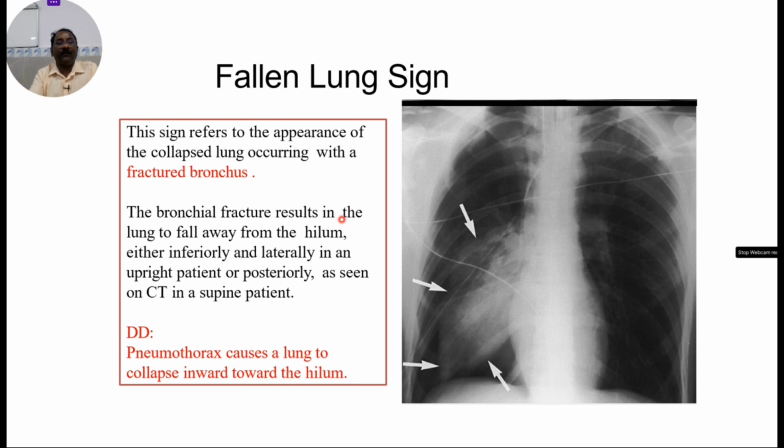This sign refers to the appearance of a collapsed lung occurring with a fractured bronchus. So fractured bronchus, collapsed lung. The bronchial fracture results in the lung falling away from the hilum, either inferiorly. So this is the hilum area, this is the inferior area and this is the lateral, in an upright patient, or posteriorly as seen in the CT in a supine patient. Pneumothorax causes a lung to collapse inward toward the hilum.